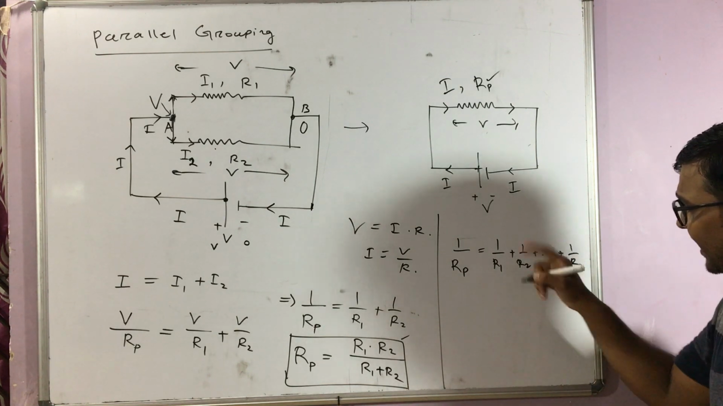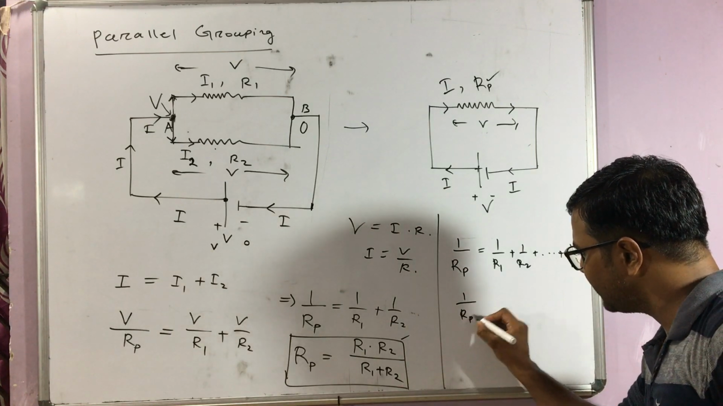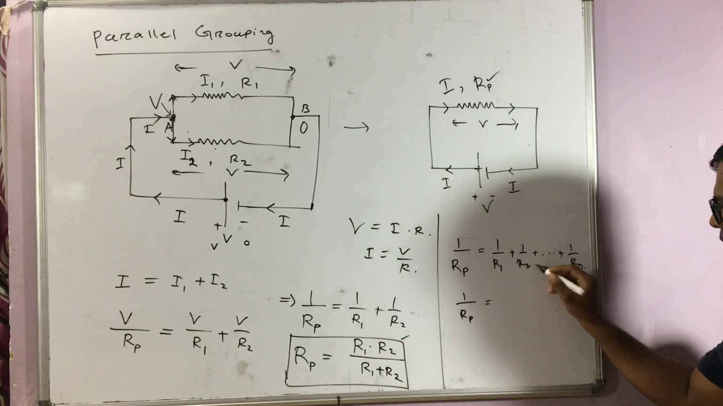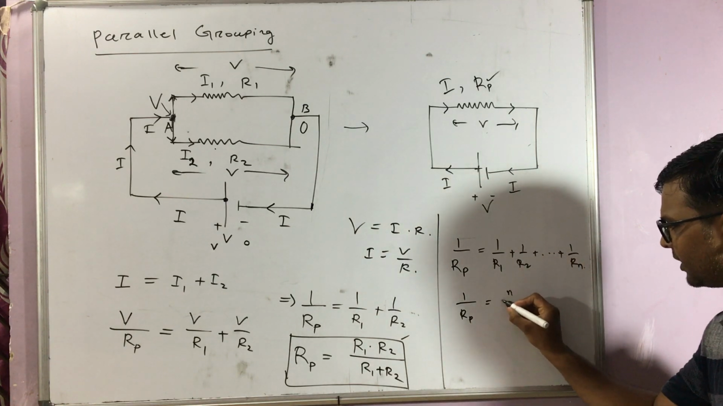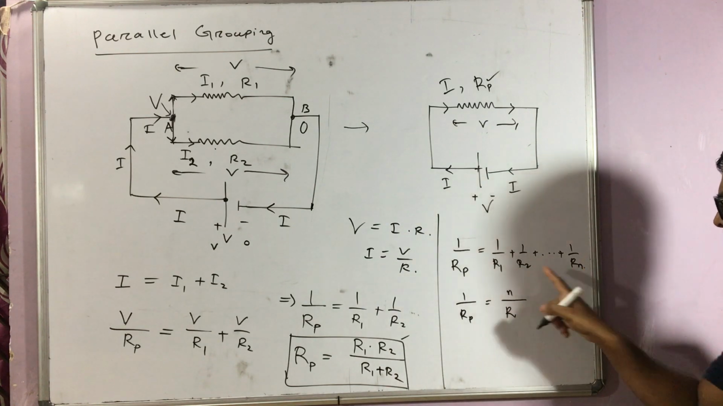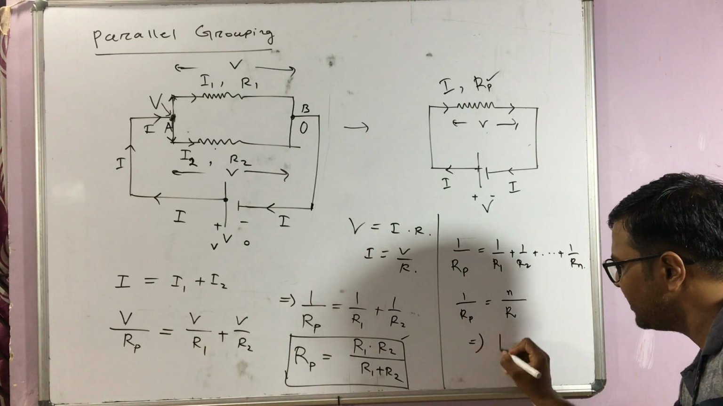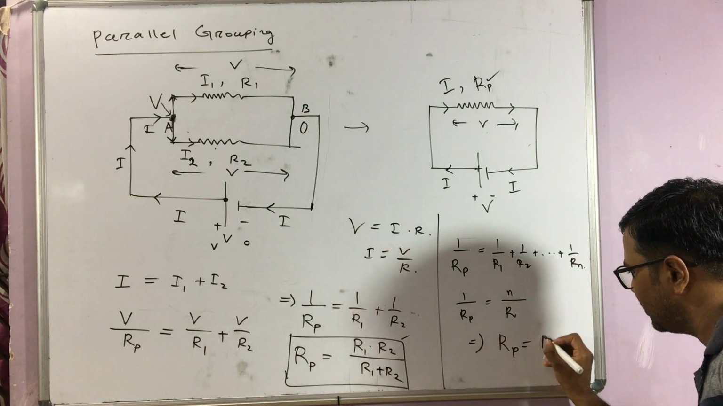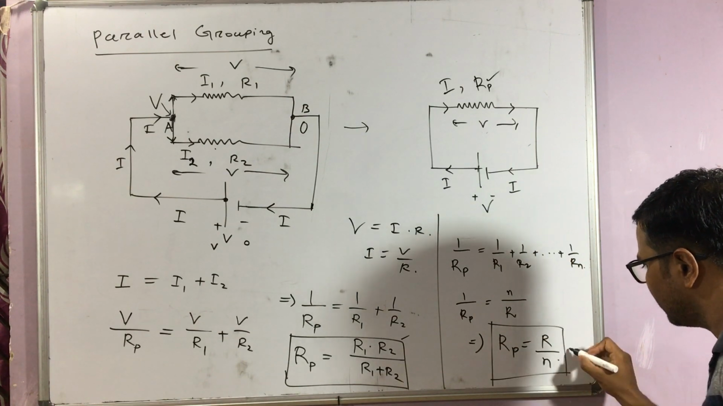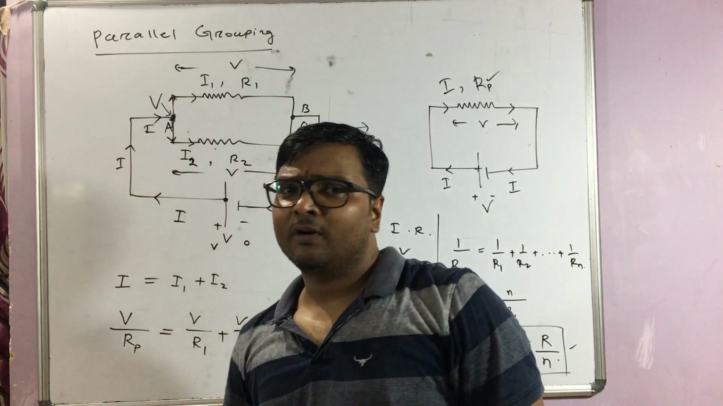So for n identical resistances we can write 1 by Rp is equal to 1 by R plus 1 by R plus 1 by R, and so on. So it should be n by R, meaning n number of 1 by R's. So that is n by R, which simply implies Rp is equal to R upon n. So this is the simple formula. So this is your parallel grouping of resistances.